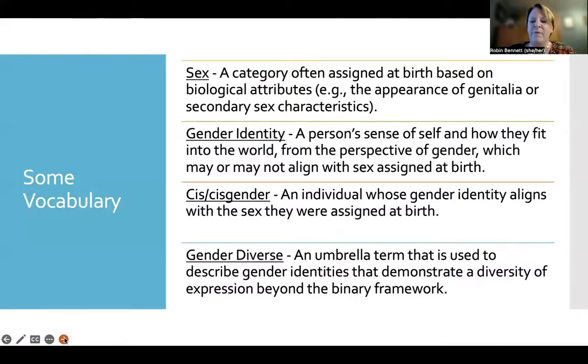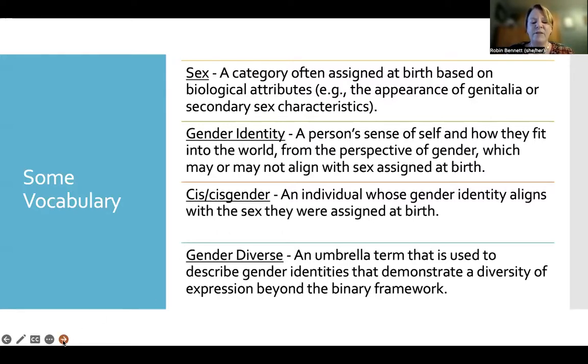So here's some vocabulary. Sex is a category that is often assigned at birth based on biological attributes. So this is what you might observe at birth in terms of the appearance of the external genitalia or secondary sex characteristics when someone goes through puberty. Gender identity is a person's sense of self and how they fit into the world from the perspective of gender, which may or may not align with the sex they were assigned at birth.